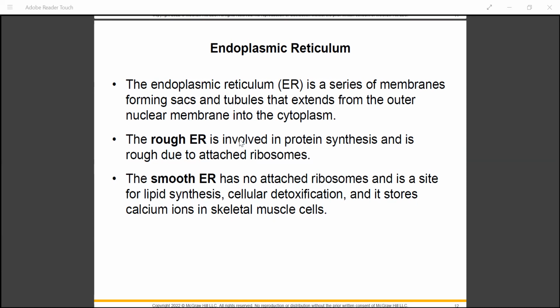The rough ER is involved in protein synthesis, which makes sense because it has ribosomes all over its surface, which are involved in protein synthesis. The smooth ER is for lipid synthesis and cell detoxification, which means it's a way to package and get rid of wastes. It also stores calcium ions in skeletal muscle cells, which is quite important in the process that allows skeletal muscle contraction.